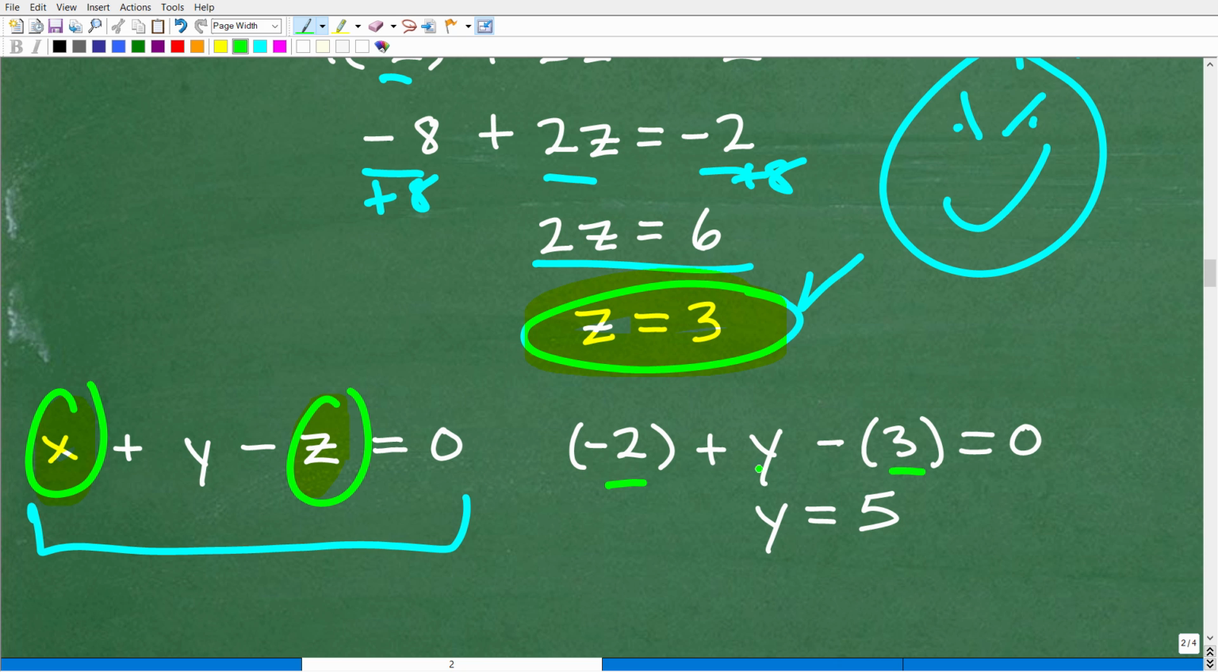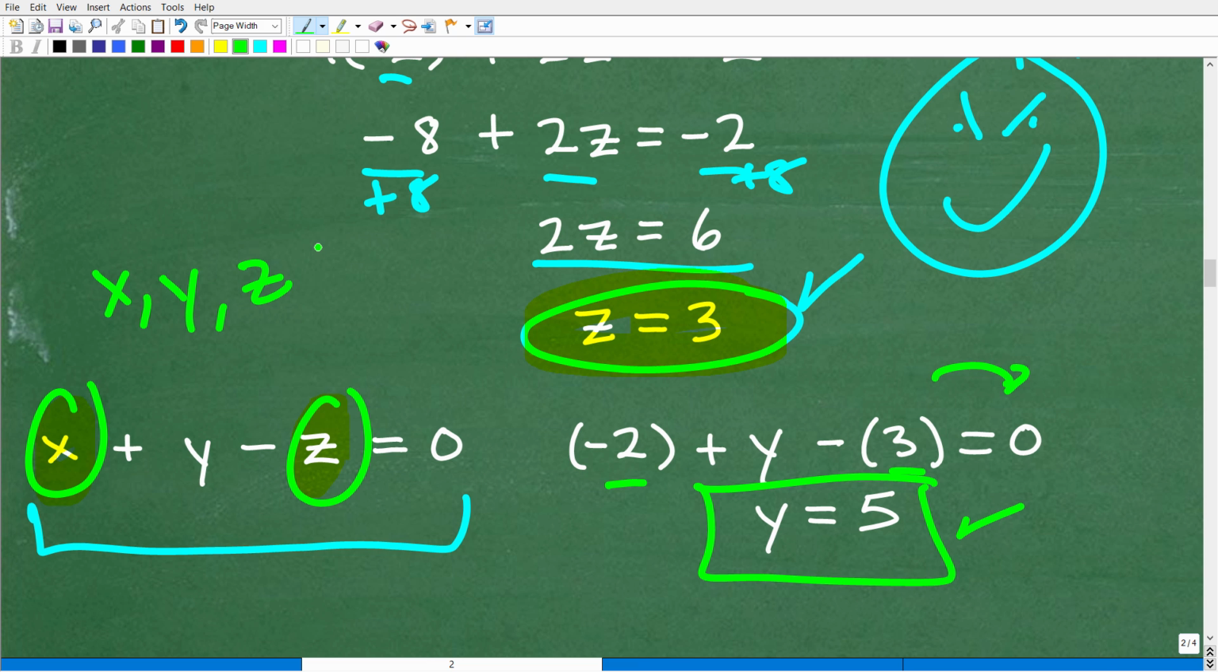So -2 plus y minus 3. When we do all this work, y is equal to 5, right? -2 plus a -3 is -5. Then move that to the other side, it is 5. Okay, so basically we had just solved for x, y, and z.